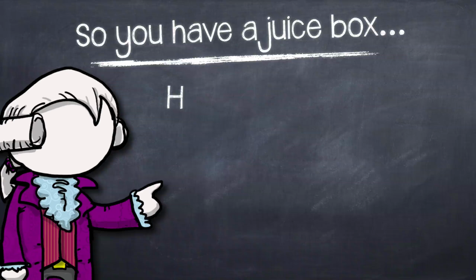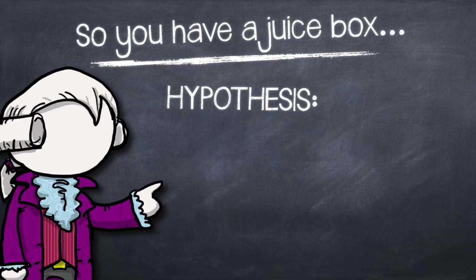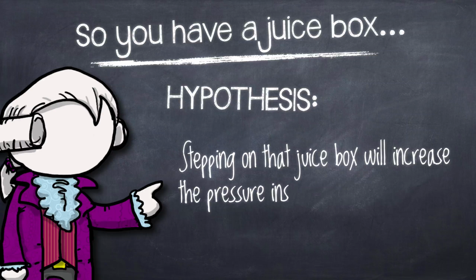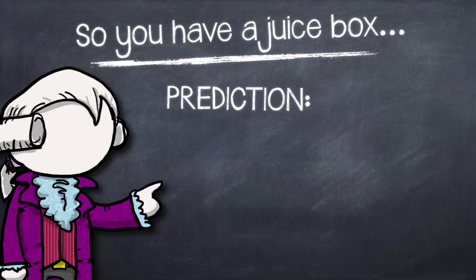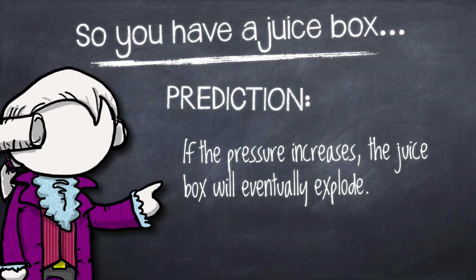And so we'll talk a little bit more about theories and laws later, but I thought it would be nice to come up with a hypothesis, a prediction, a theory, and a law for just something really simple like stepping on a juice box. And so a hypothesis might be that stepping on a juice box will increase its pressure. And so if that's the case, if your prediction is that the pressure is going to build, then your prediction might be, if the pressure builds, then the juice box will explode. So that's the if, the hypothesis, and then the prediction, the juice box will explode.